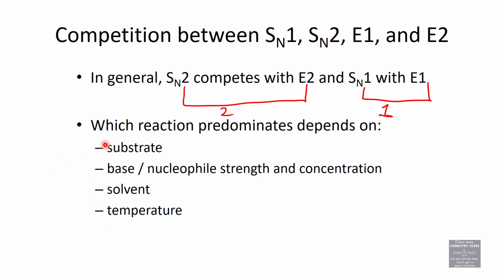The structure of the substrate: methyl, primary, secondary, tertiary, allylic, benzylic, aryl, vinyl, all that stuff. The base: is it strong? Is it weak? Is it a good nucleophile or not? Is it in high concentration or not? There's a lot to consider. The solvent: is it protic? Is it aprotic? And temperature, we've not really discussed prior to now, but we'll get there.